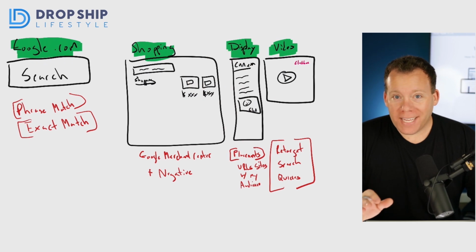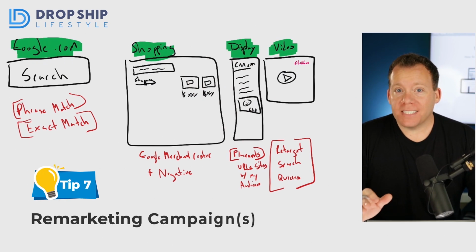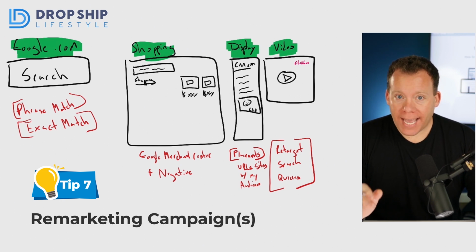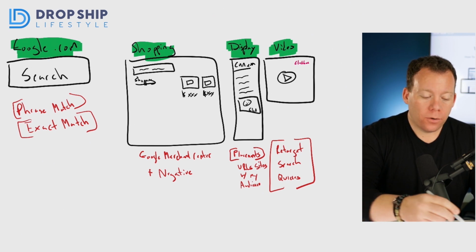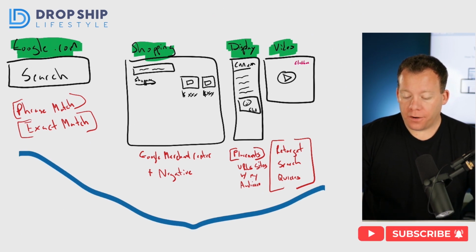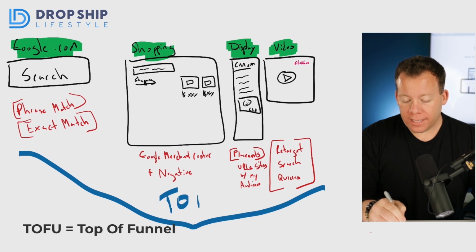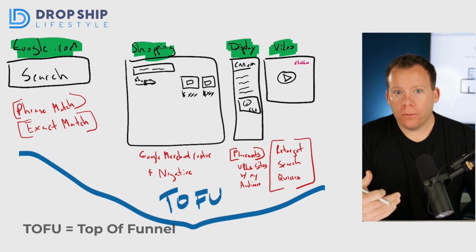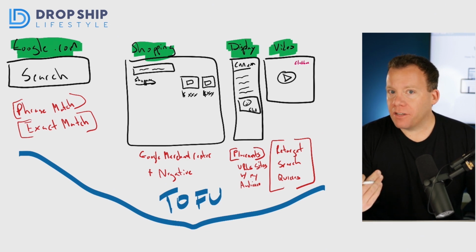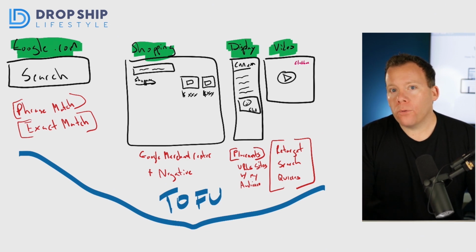Okay, so that brings us right into step number 7 for success with Google Ads, and that is to make sure you have remarketing campaigns. Now, like we talked about up here, all of these are what's known as top of funnel. Okay, so I'll just write here TOFU, that stands for top of funnel. And what that means is they're bringing in qualified people that don't know you yet, they haven't done business with you yet. It's basically cold traffic.